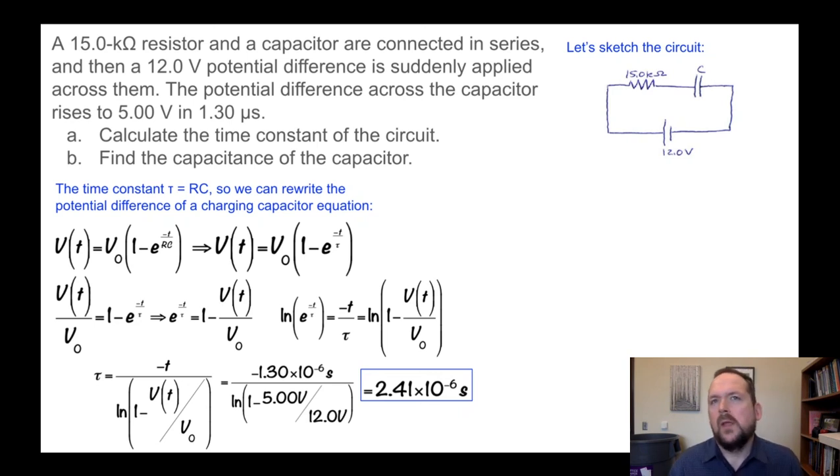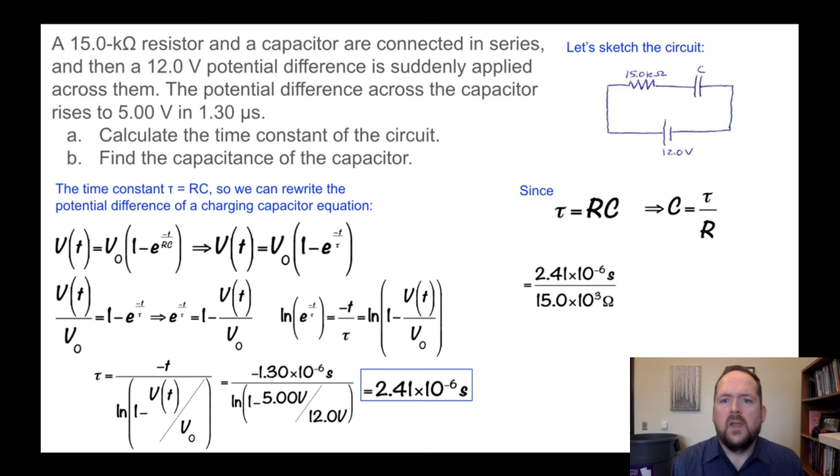It doesn't really mean anything other than it is the product of the resistance and the capacitance, and it can be used to think about how long it'll take an RC circuit to do something. But let's do part B so we can figure out the capacitance of this capacitor. Since this time constant is, in fact, the product of RC, capacitance is then the time constant divided by the resistance. So if I take the 2.4 times 10 to the minus 6 seconds for the time constant and divide it by the value of the resistor, the 15 kilo ohms, that's 15 times 10 to the third, I get a capacitance that is 1.61 times 10 to the minus 10 farads.